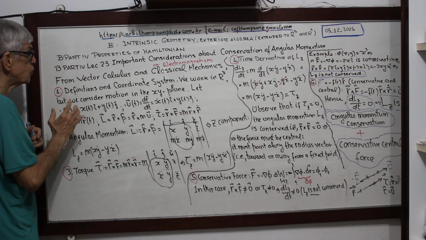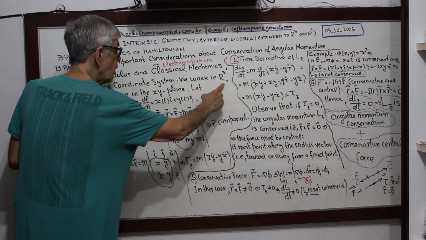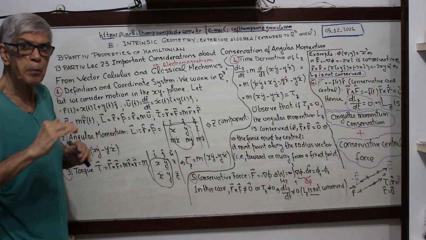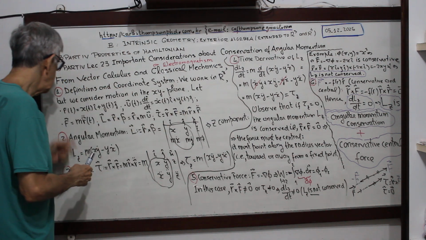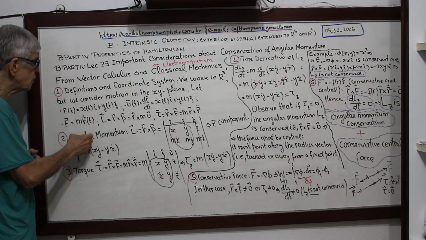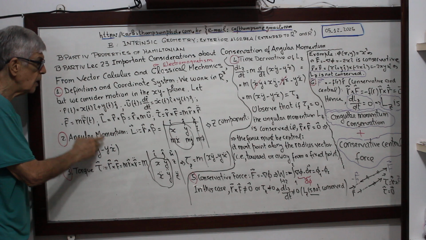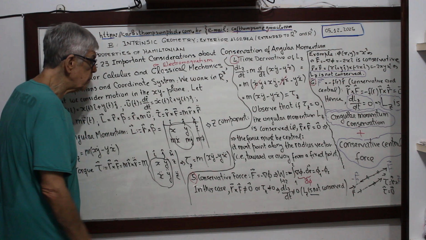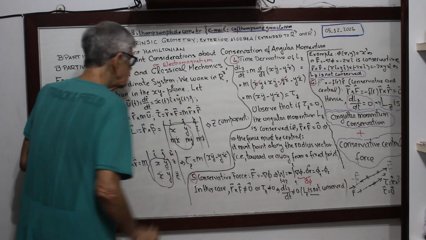So let's start from definition and coordinate system. We'll focus our attention now on the space R3, Euclidean space, but we consider the motion in the xy plane. That's a very simple model. So let the position vector be expressed in terms of the Cartesian coordinates, which vary with time. So that's the velocity v, the derivative of r with respect to time. This is x dot and y dot here.